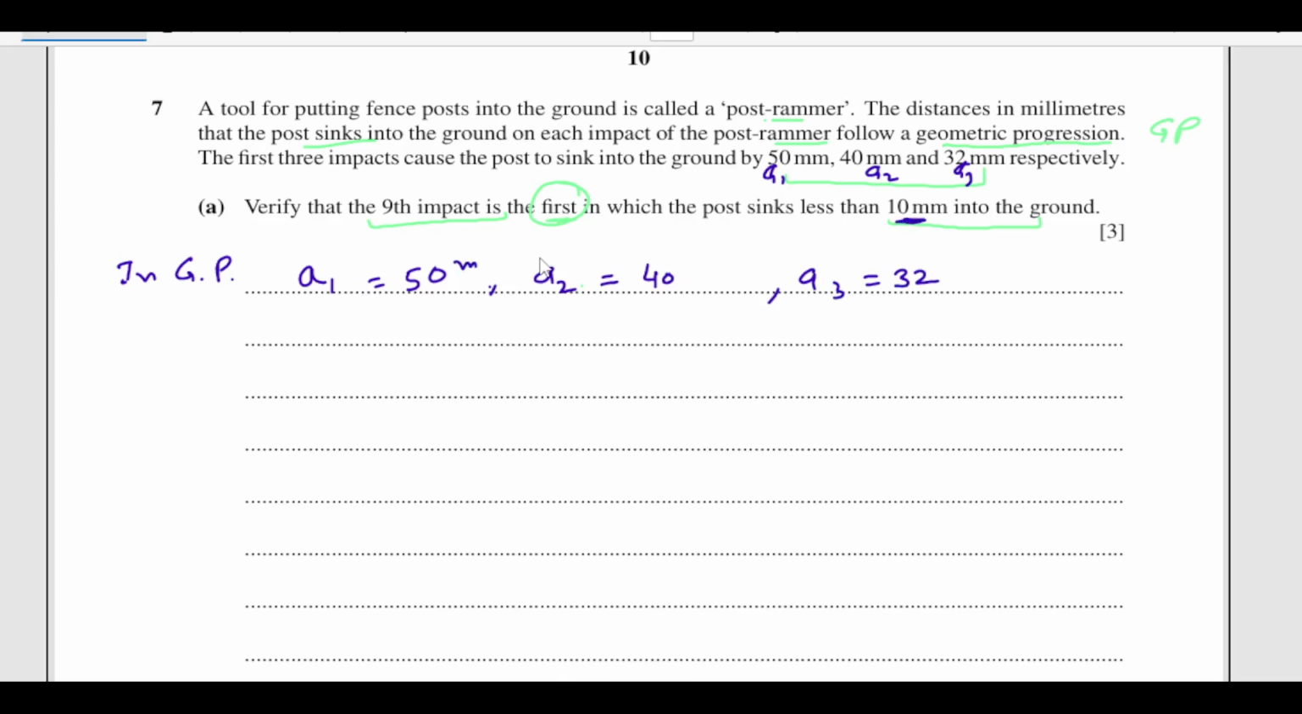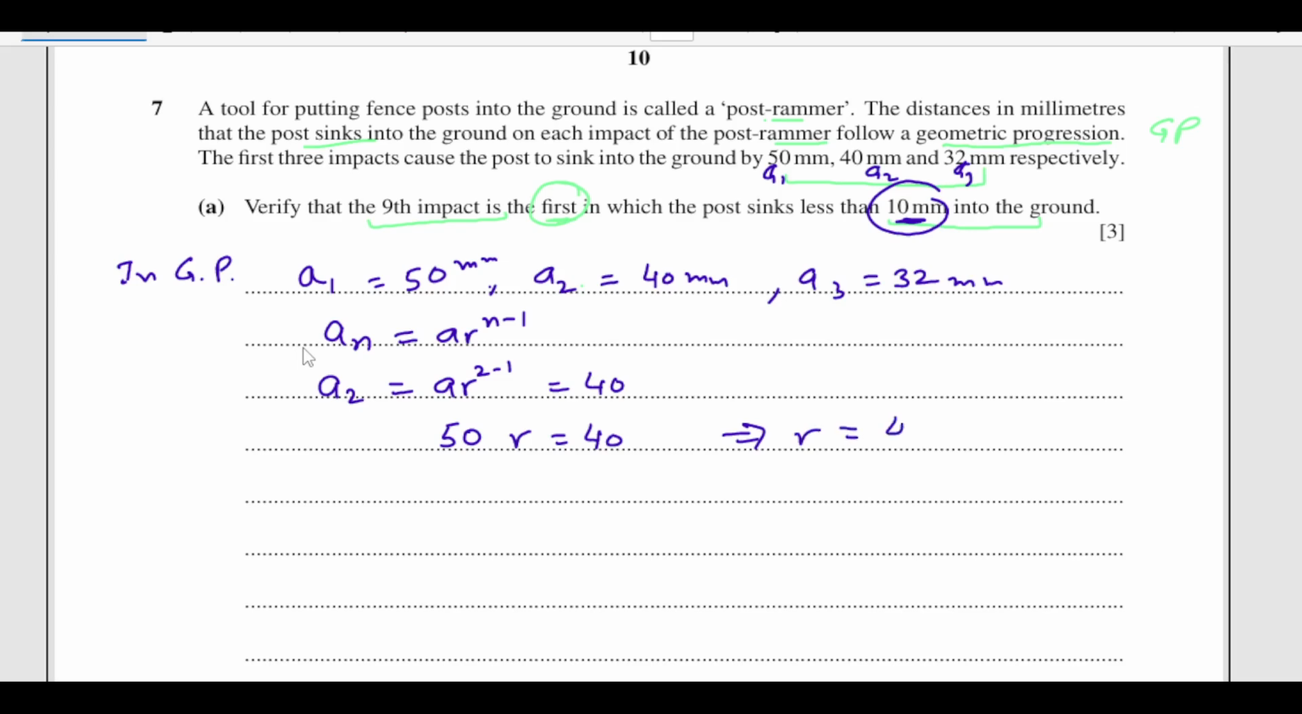So this is millimeters. You see, all these are millimeters. So we are looking for the one that gives us less than 10. As you know, the nth term of the geometric progression is A R^(n-1), right? So from here A is 50. So A2 is A R^(n-1), that is 2 minus 1, so R to the power 1. This is 40, which is given to us, and we have 50. So R equals 40 over 50, which gives us R equals 4 over 5.